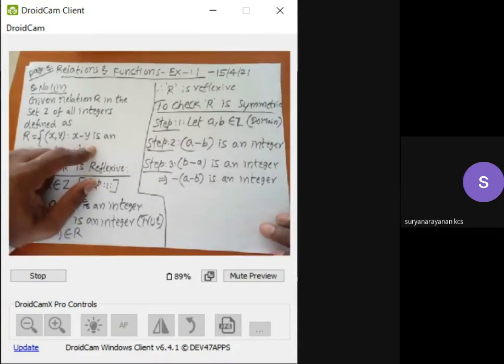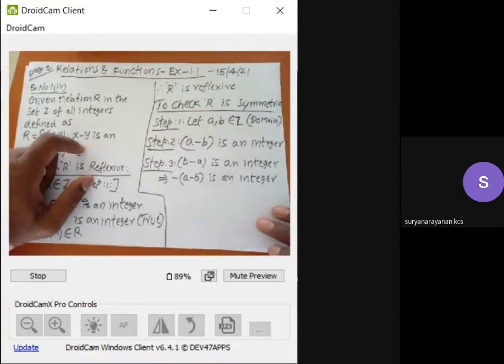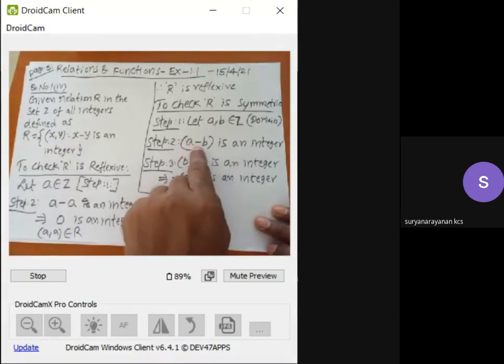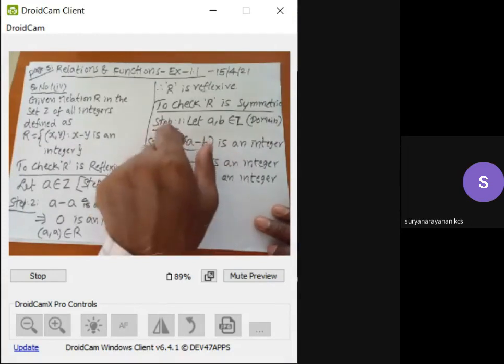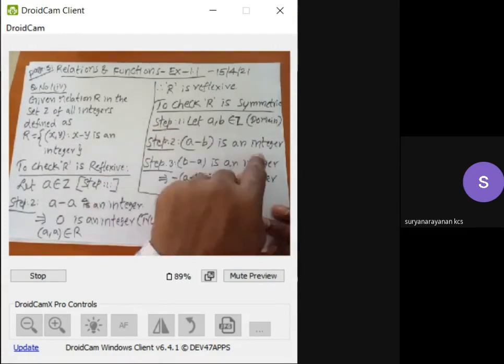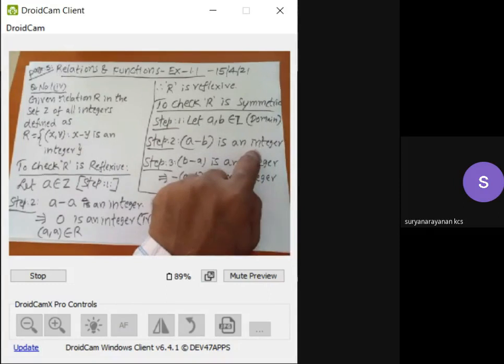Yes or no? Minus of a minus b is an integer. Suppose 7 is an integer, 7 is a minus b. Let us assume that a minus b is 7. 7 is an integer. Then what is its additive inverse? Minus 7, sir. Very good. Minus 7 is an integer. Yes or no? If 7 is an integer, minus 7 is also an integer. Yes, sir.